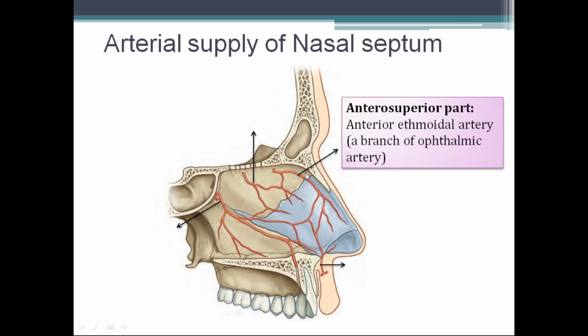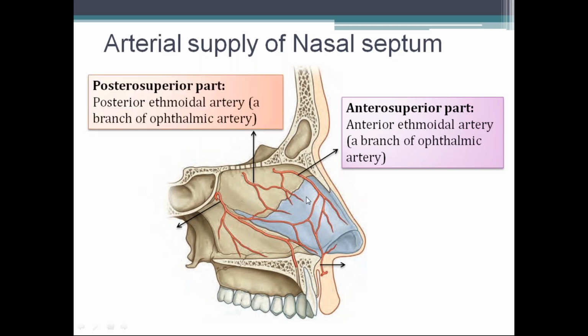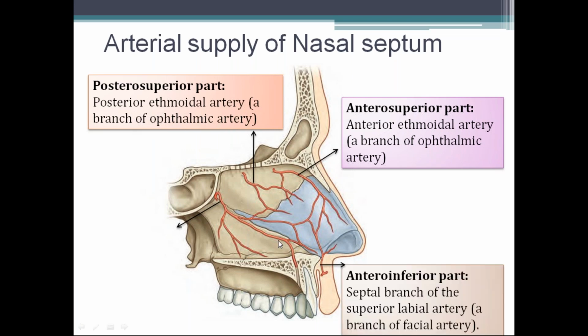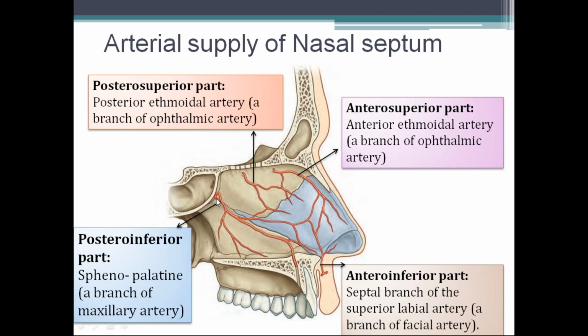So this antero-superior part is supplied by the anterior ethmoidal artery, which is a branch of the ophthalmic artery. The posterior-superior part is supplied by the posterior ethmoidal artery, also a branch of the ophthalmic artery. The antero-inferior part is supplied by the septal branch of the superior labial artery, which is a branch of the facial artery. The posterior-inferior part is supplied by the sphenopalatine artery. Now you can see that except for the posterior ethmoidal, all other arteries form an arterial anastomosis at the antero-inferior part of the nasal septum.